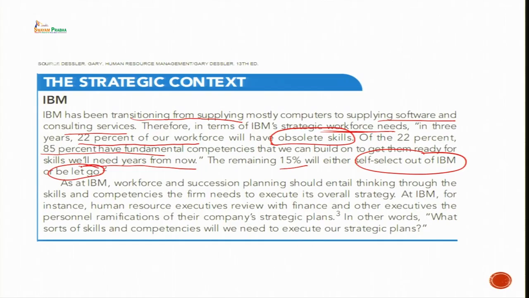So at IBM, workforce and succession planning should entail thinking through the skills and competencies that the firm needs. This is the strategic part of it, so as to execute the overall strategy. At IBM, for instance, the human resource executive reviews with finance and other executives the personnel ramifications of their company's strategic plans. So students, in simpler terms, what sorts of skills and competencies we will need to execute our strategic plan is a big question every manager needs to answer.